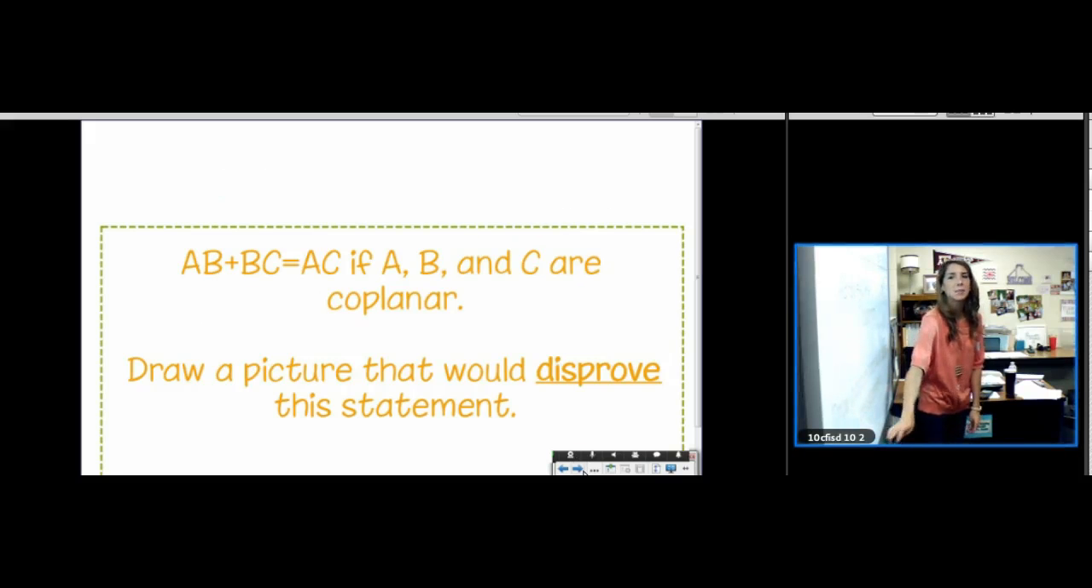Alright, this is the last problem. This one's a weird one. I'm not asking you to solve anything. Just asking you to think about it. AB plus BC equals AC if A, B, and C are coplanar. Draw a picture that would prove that statement wrong. Draw a picture, draw a counter example.